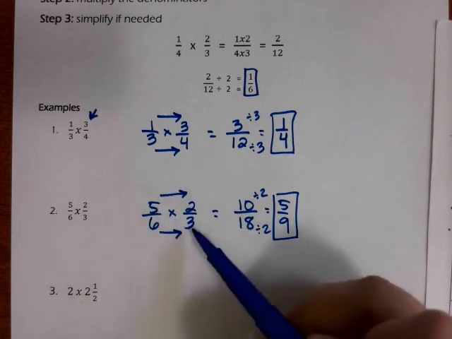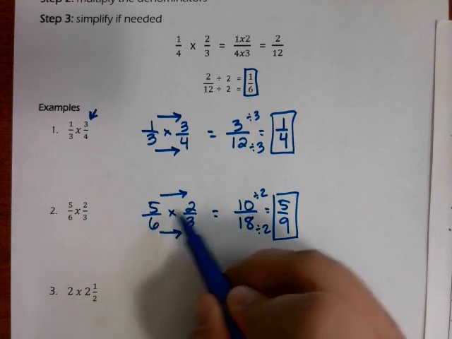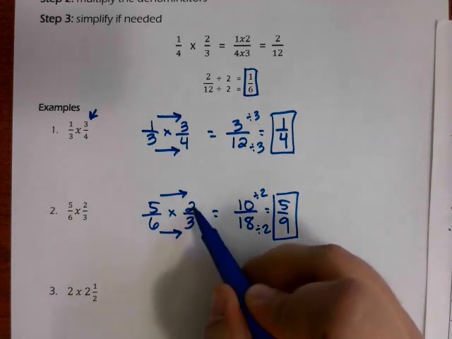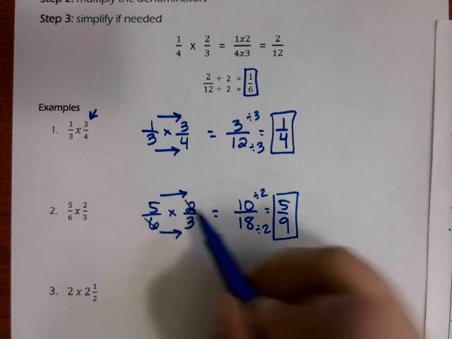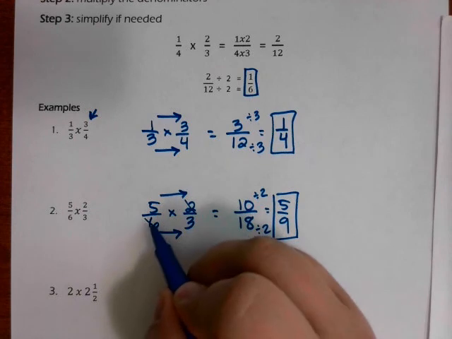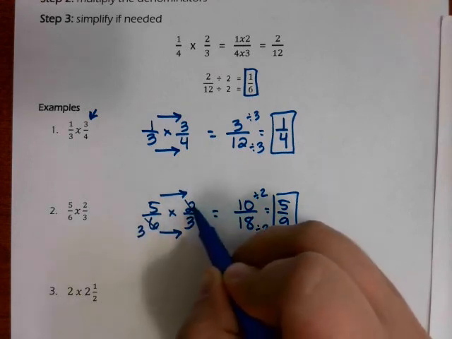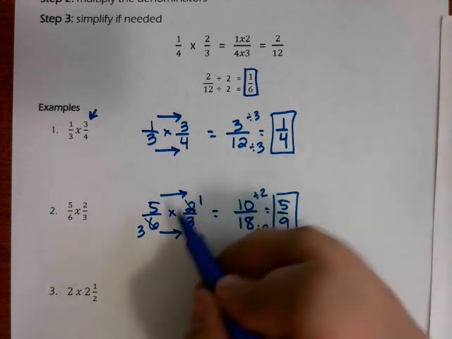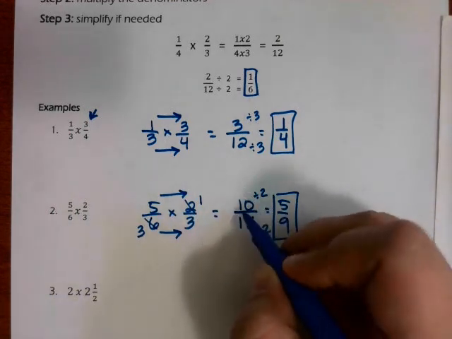So I know 5 and 3 don't have anything in common other than 1, but I can't use 1. But 6 and 2 do. They're both even, so they have a common factor of 2. So if I were to cross them off and divide both of them by that common factor, kind of like what we're doing here, 6 divided by 2 is 3. 2 divided by 2 is 1. If you cross simplify, it keeps you from simplifying at the end.